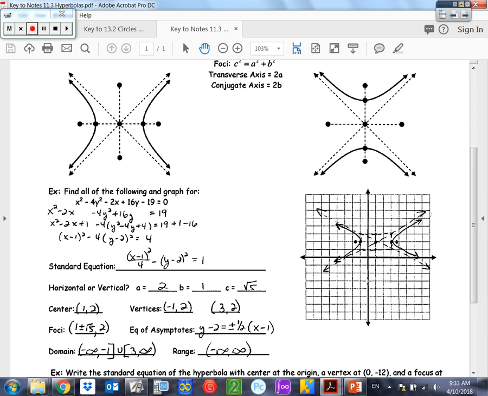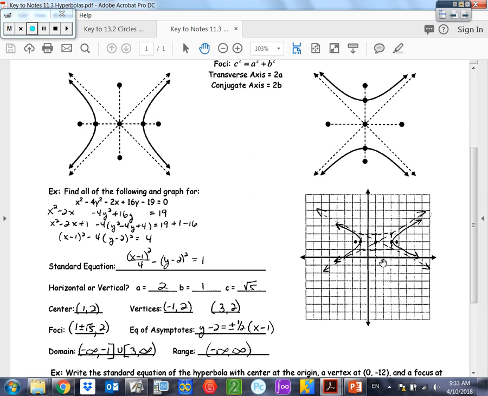So there's our center. For our vertices, we're going to use our a and go 2 spaces to the left and 2 spaces to the right. These are our vertices, at negative 1, 2 and at 3, 2. These are where our vertices are. Okay, so let's go through and finish the graph of this.